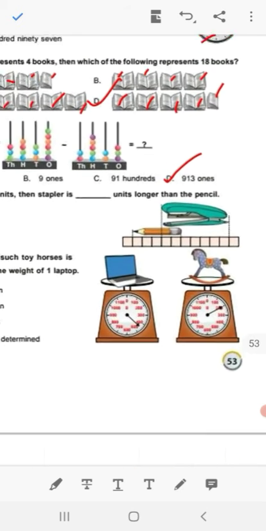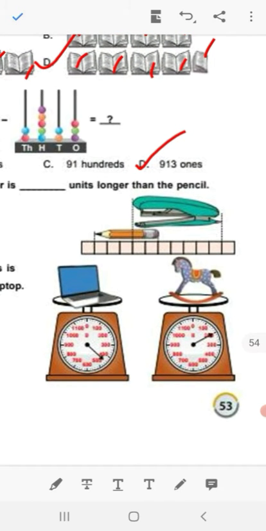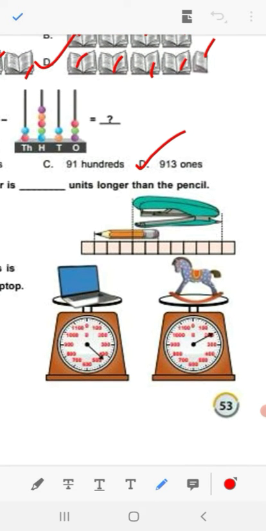See here the figure. How many small squares are given for the stapler? 1, 2, 3, 4, 5, 6, 7. 7 squares. So that means 7 multiply 2. 1 square equals 2 units. So 7 squares, 7 multiply 2, that is 14 units.